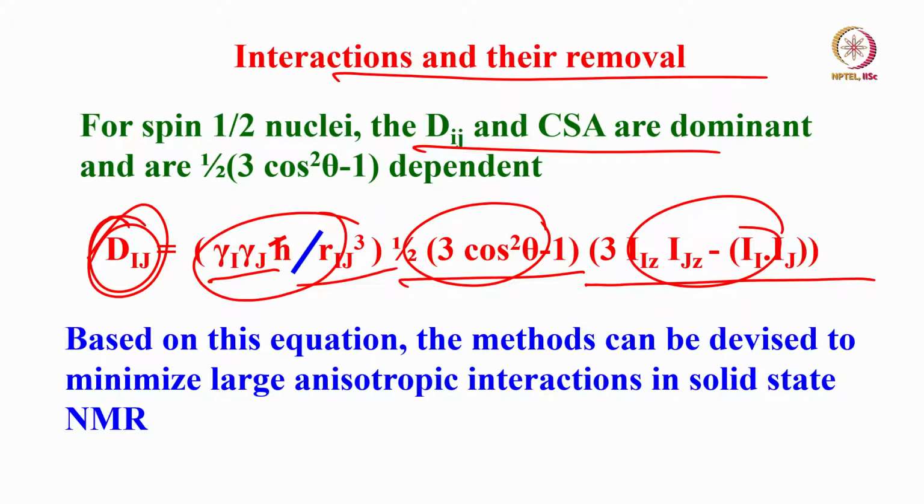So like that, based on this equation, we can devise methods to minimize large anisotropic interactions in the solid state. Because the same 3 cos square theta minus 1 by 2 dependency is there for CSA also. Whatever happens in the solid state for the dipolar coupling, of course except the other terms, happens for CSA, especially this dependence term. If I can reduce and remove dipolar coupling by manipulating this term by some method, the same thing I can do for CSA also. That is what it means.